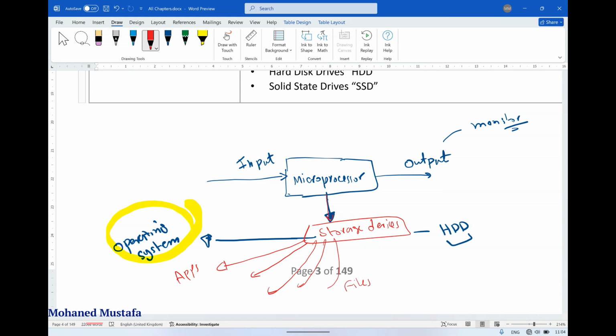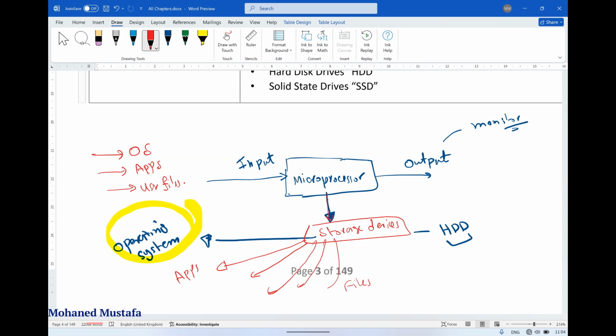So if I ask you why we need the storage device, you will say for storing three types of information. One of them is for storing your operating system, for storing your applications, for storing the user files. And by files, I mean audio, video, or general files. Are we good?